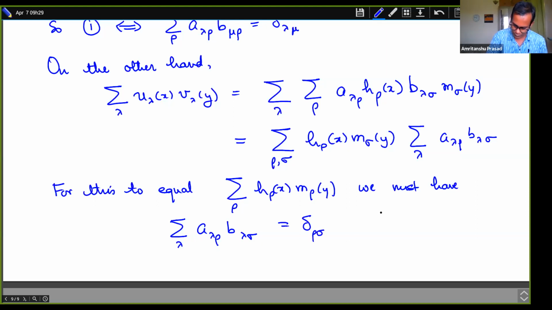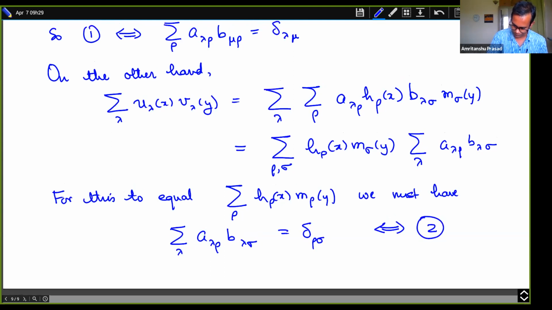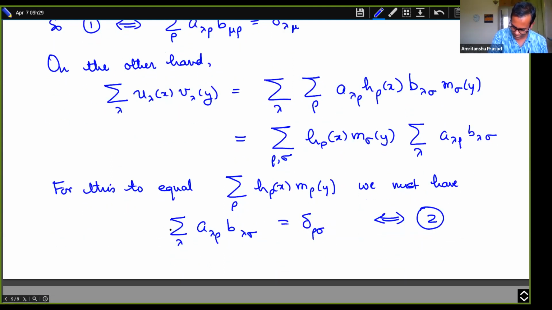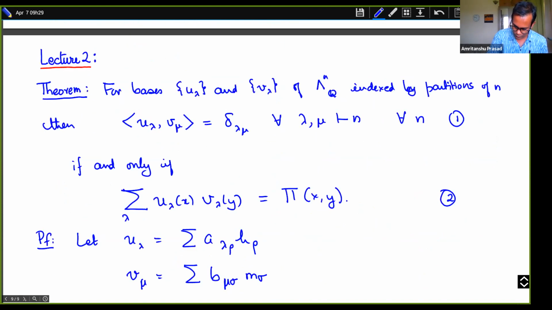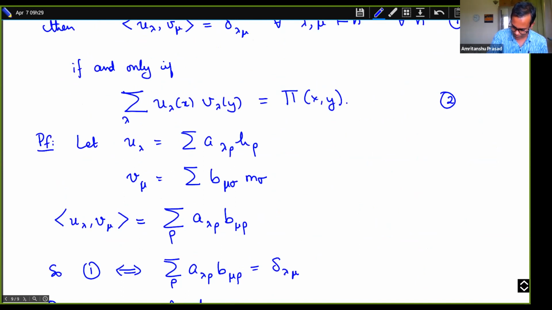So this thing is equivalent to condition 2. Okay, so I hope that's clear. Condition 2 is saying that this is equal to this, and that turns out to be the same as this condition, because these things form a basis of lambda tensor lambda, x tensor lambda y. So now the second condition has become this.